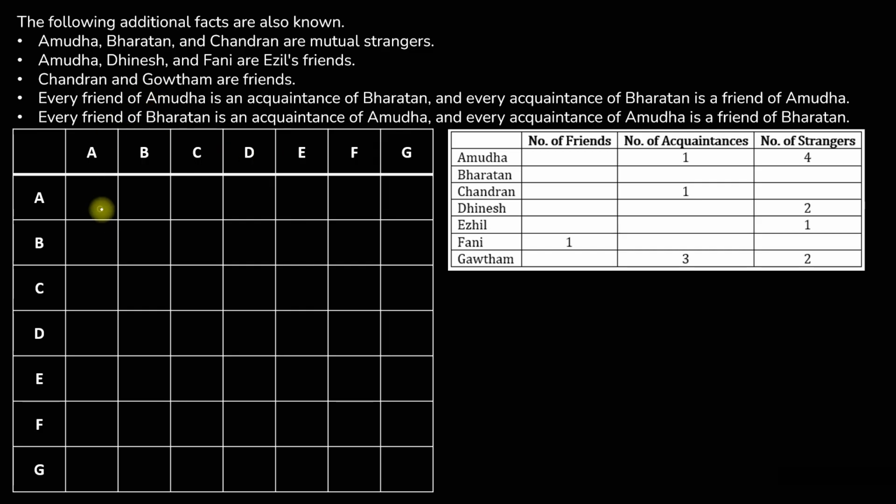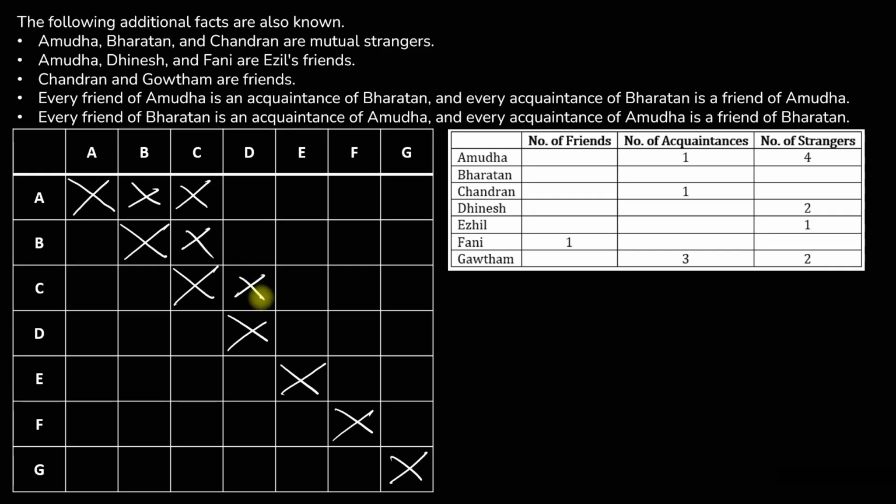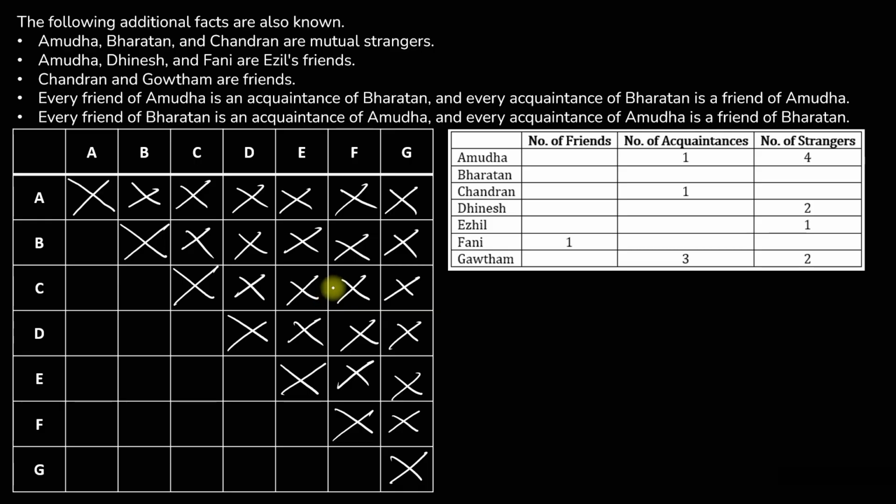So, what we'll do is we will only be considering the bottom half of the table because the relationship between AB is the same as the relationship of BA, right? So I'll just cross everything. Fine. So let's start with the first point. A, B and C are mutual strangers. So A is a stranger with B, B is a stranger with C and A is a stranger with C. So A is a stranger to B as well as C. B is a stranger with A and B is also a stranger with C.